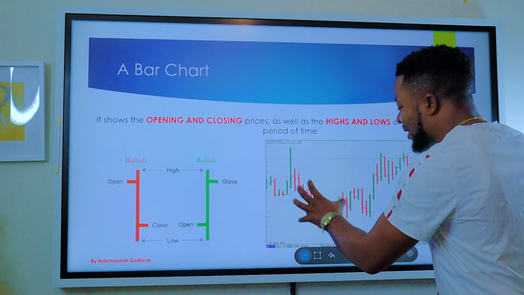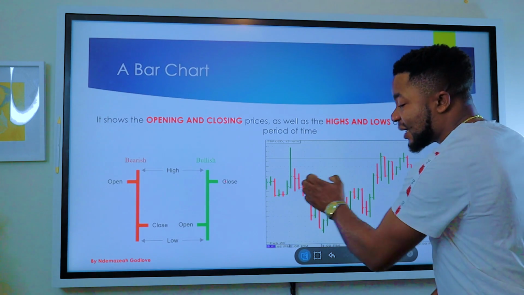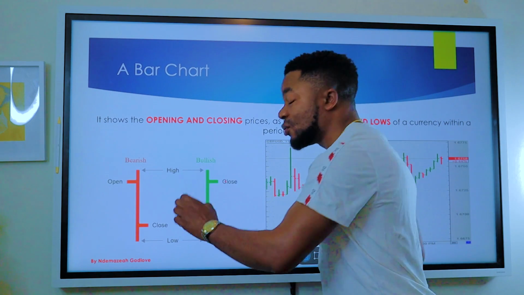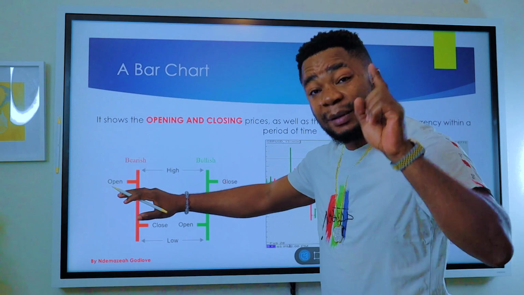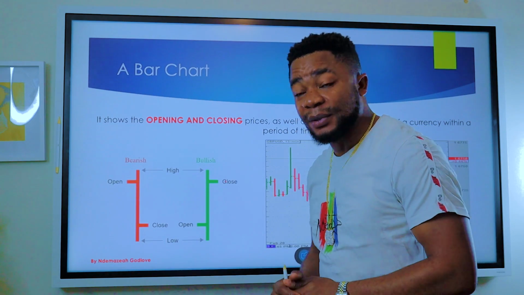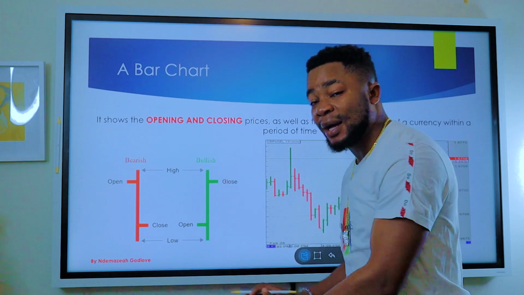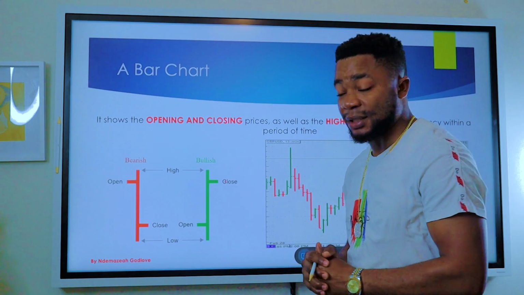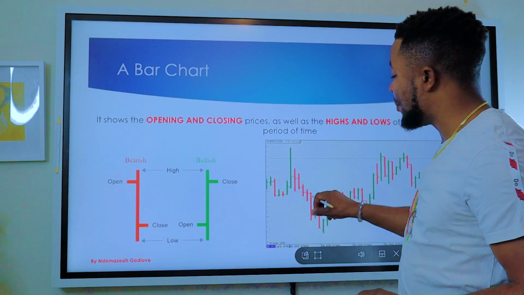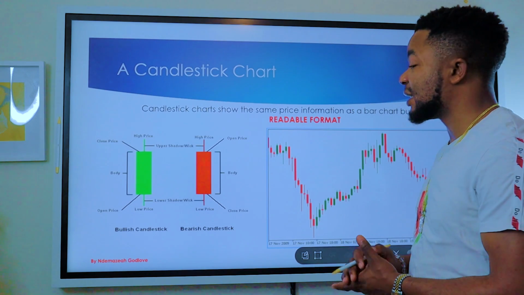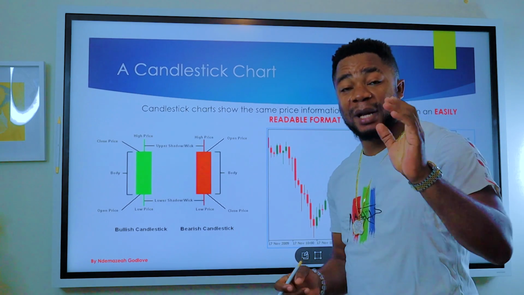Because now you can see there are different bars. But I've taken out one bar to be able to explain to you what that bar represents. If it is a bearish candle or if it is a bearish bar, then that is what it represents. And if it is a bullish bar, then this is what it represents. All right. So with that being said, let's go to the next type, because that was the second type of price chart.